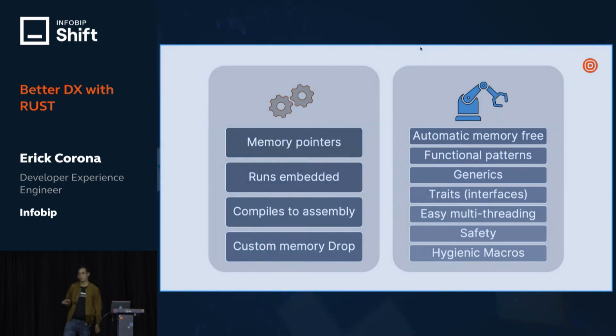And on the high-level side, you get things like automatic memory freeing, and functional patterns inherited from languages like Haskell, like pattern matching or combinators and iterators. From the object-oriented world, you get things like generics and traits, which are like interfaces. And Rust comes with its own set of nice things, which are making multi-threading easier and safer. And also, there's a thing called hygienic macros, which allow you to extend and surpass the barriers of the syntax of the language.